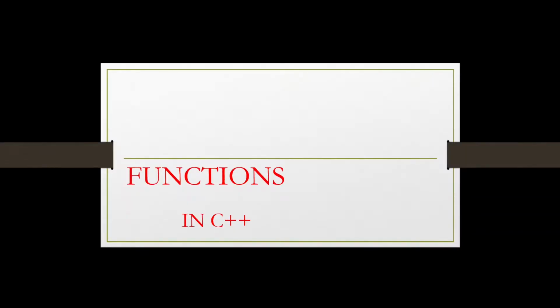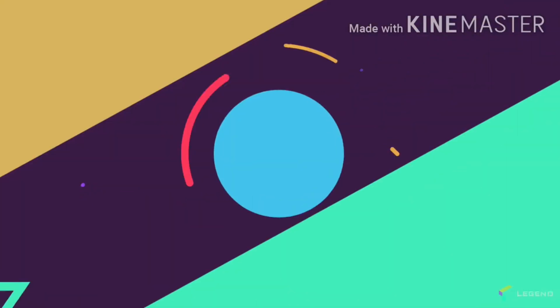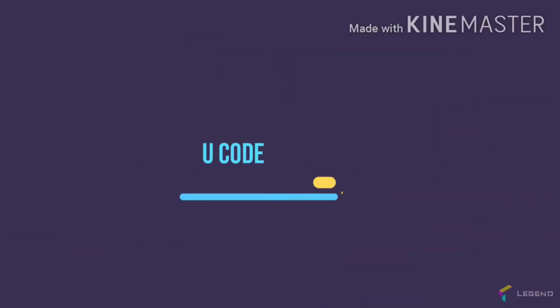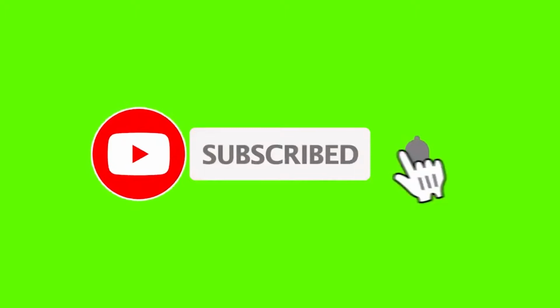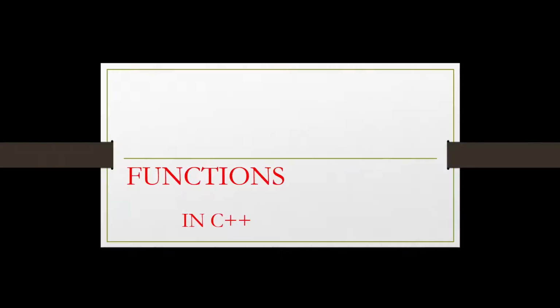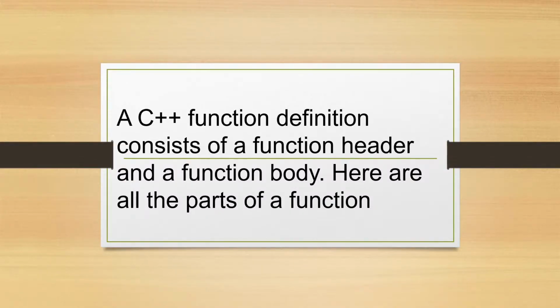So in this video we will look at functions and overloading of functions. A C++ function definition consists of a function header and a function body. Basically, it is a small piece of code that performs a certain task inside our main code.